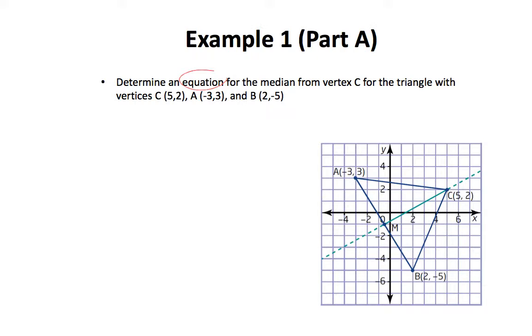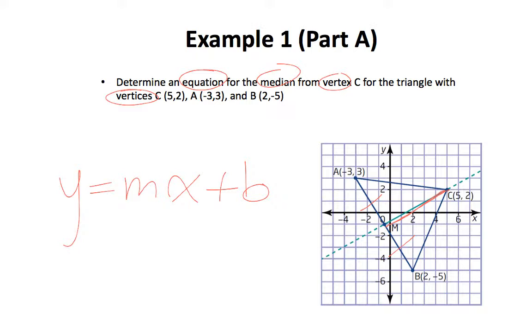Since we want to determine an equation, we're going to end up with the equation of a line in slope-intercept form. Meanwhile, a median is a line segment joining a vertex of a triangle to the midpoint of the opposite side. So as you can see here, that is the median. It goes from vertex C all the way to the midpoint of line segment AB. I'm going to write these little lines to indicate that the lengths of these two portions are equal. And if you've forgotten, vertex is just a fancy word for corner, and vertices is the plural of vertex.